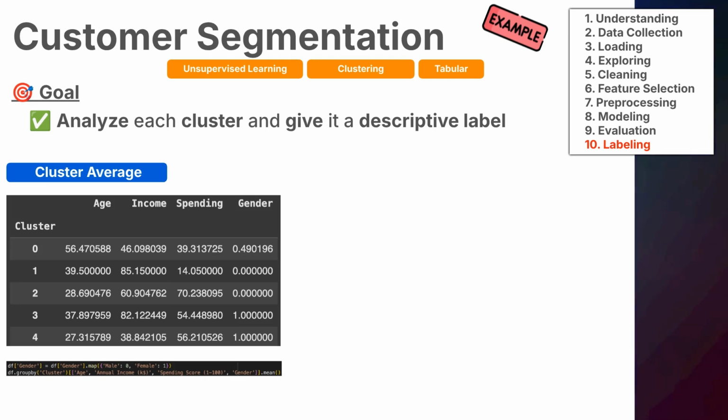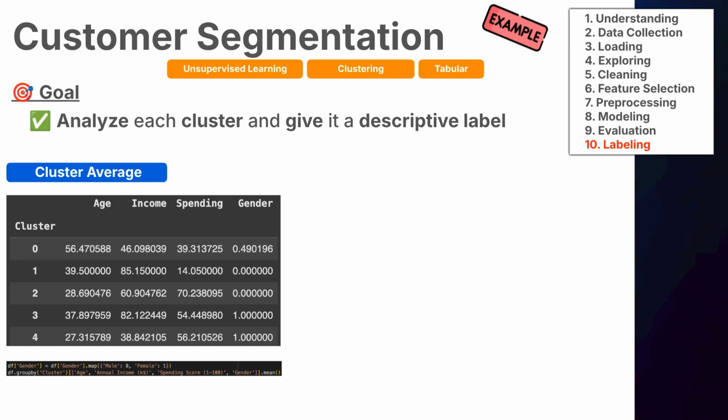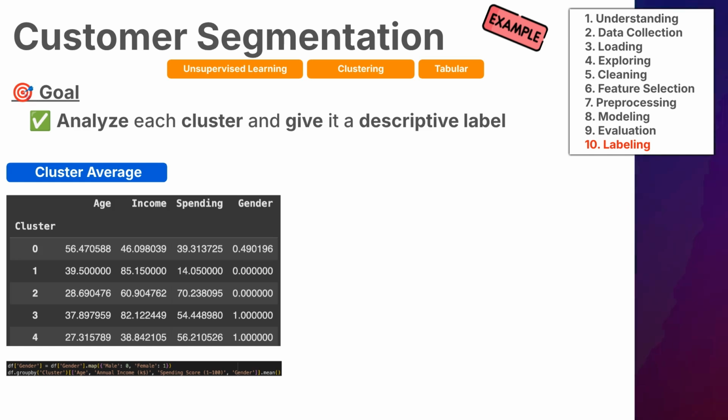Okay, let's check each cluster. First, cluster 0. This group is the oldest on average, 56 years old, with low income, around 46K, and moderate to low spending. Gender is balanced, about 49% male, so they can be labeled as careful budgeters. Next, cluster 1. These are high income earners, around 85K, with very low spending scores, around 14. All are male, so they can be labeled as wealthy minimalists.